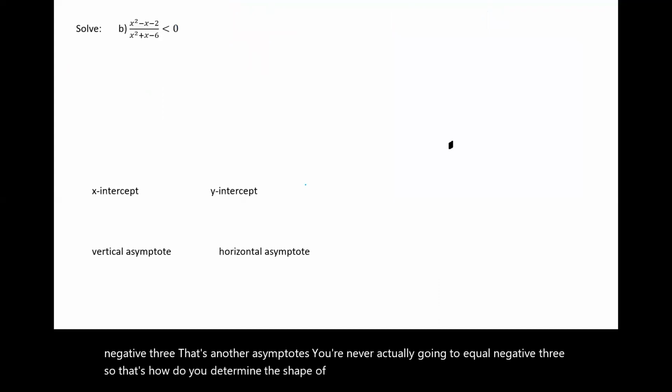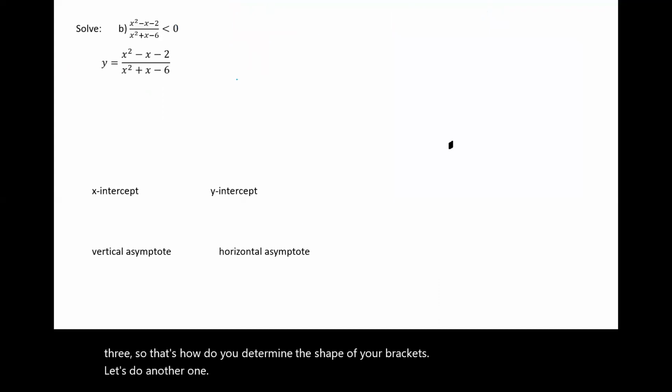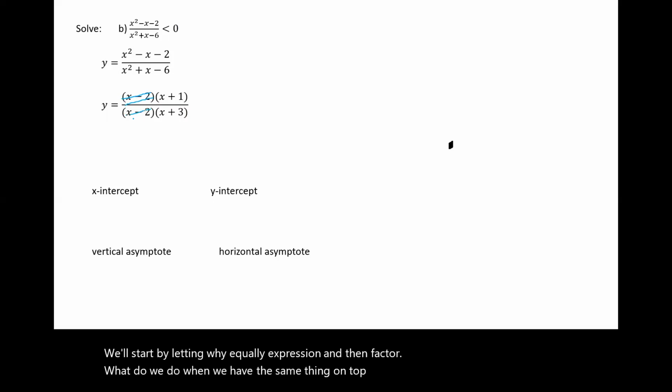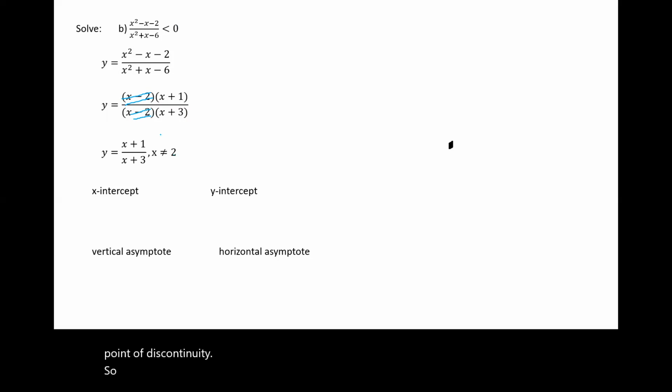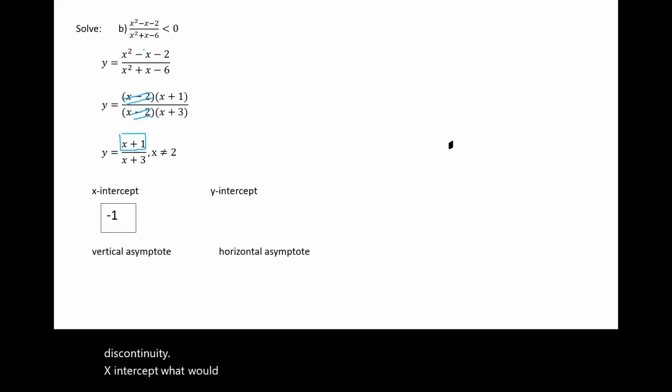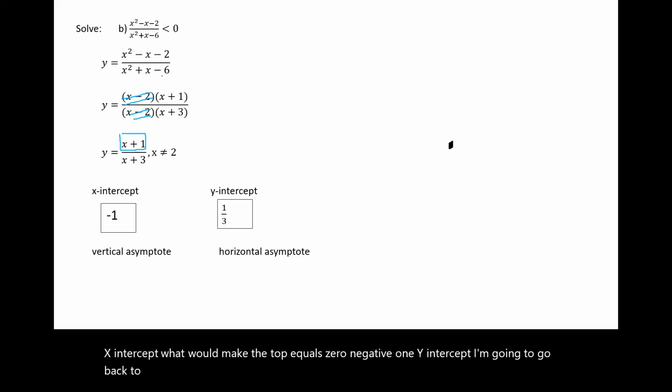Let's do another one. We'll start by letting y equal the expression and then factor. Oh, what do we do when we have the same thing on top and bottom? That's going to give us a point of discontinuity. So we'll simplify this and state that x cannot equal 2, so we remember that it's a point of discontinuity. X-intercept, what would make the top equal 0? -1. Y-intercept, I'm going to go back to here. Let all your x's equal 0. The y-intercept is 1/3, so -2 over -6.